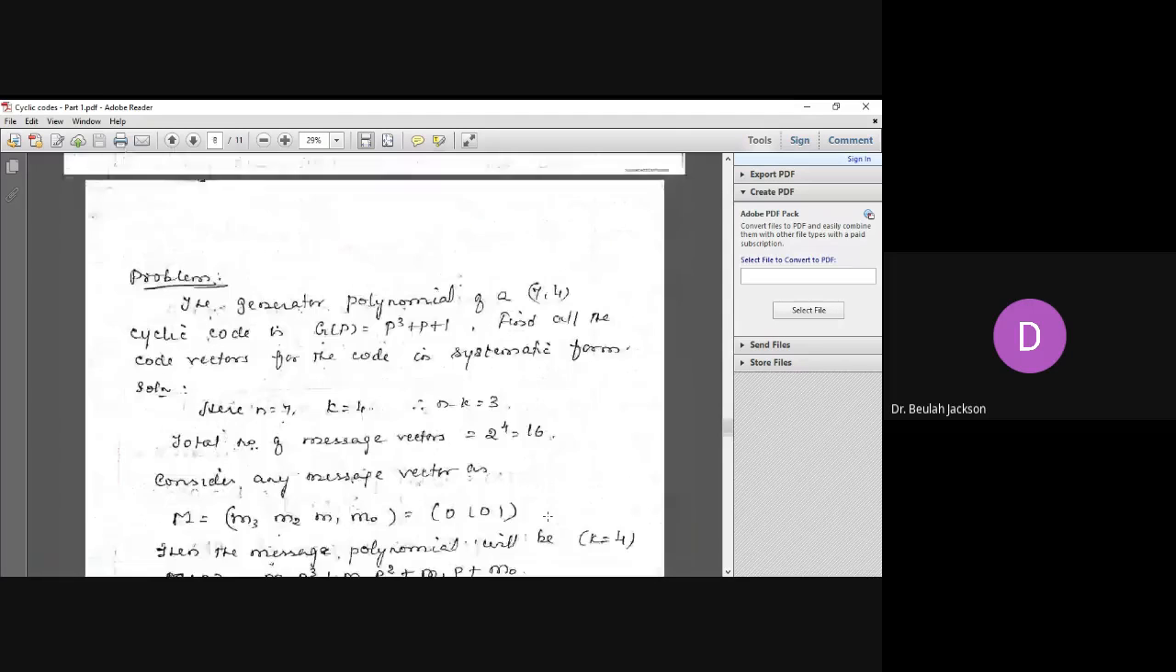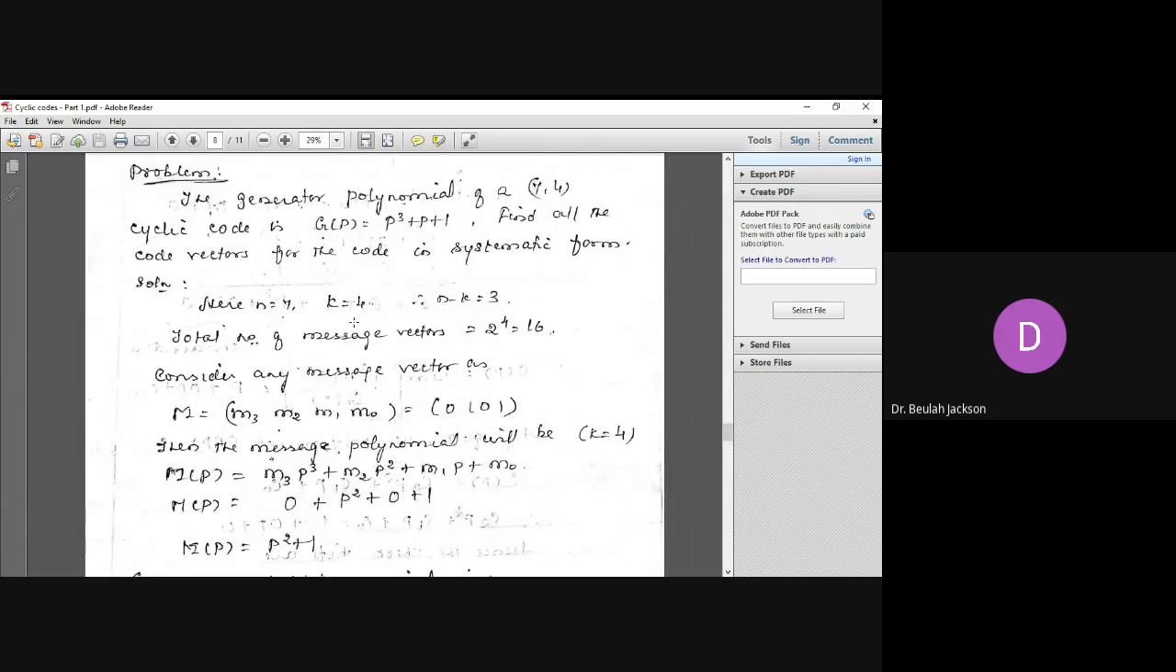Now let us take one example problem. The generator polynomial of a 7,4 cyclic code is g of p is equal to p cube plus p plus 1. Find all the code vectors for the code in systematic form. Solution: first we must write what n and k are from the format of this block code. For the cyclic code, the order is 7,4. So n is equal to 7 and k is equal to 4. Therefore, the number of check bits n minus k is 3.